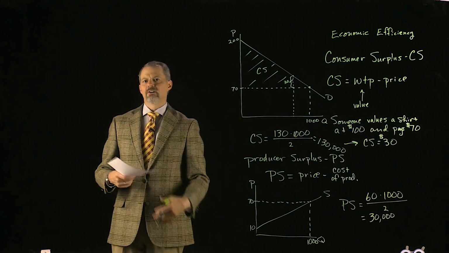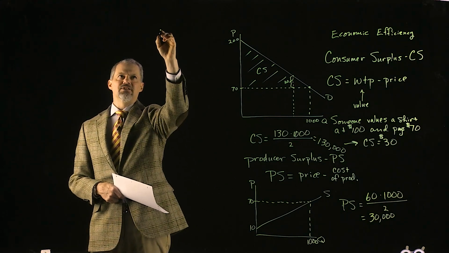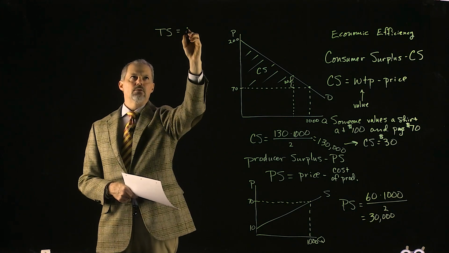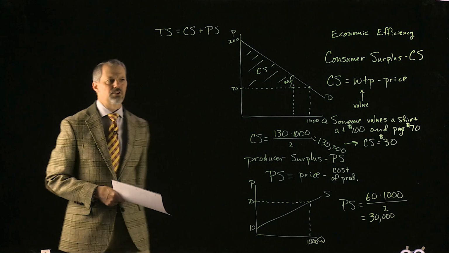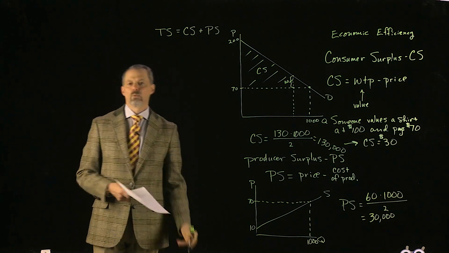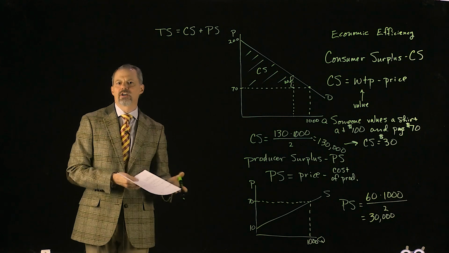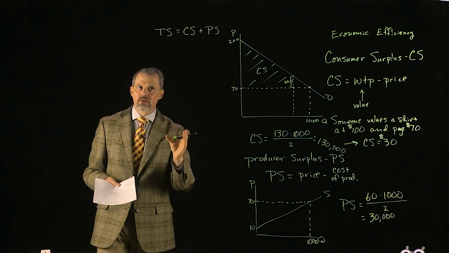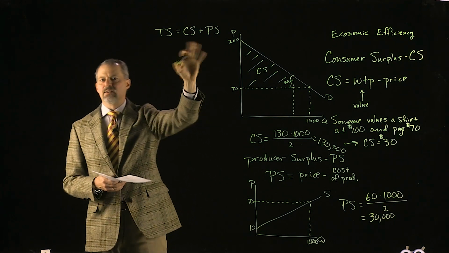Now, we're going to be interested in market efficiency, and when we talk about market efficiency, we're going to be talking about what we call total surplus. Total surplus is just consumer surplus plus producer surplus. So we don't care about weighting one side of the market more heavily than the other side of the market. So we're just going to think about the well-being of both sides, and we're going to give them equal weight.